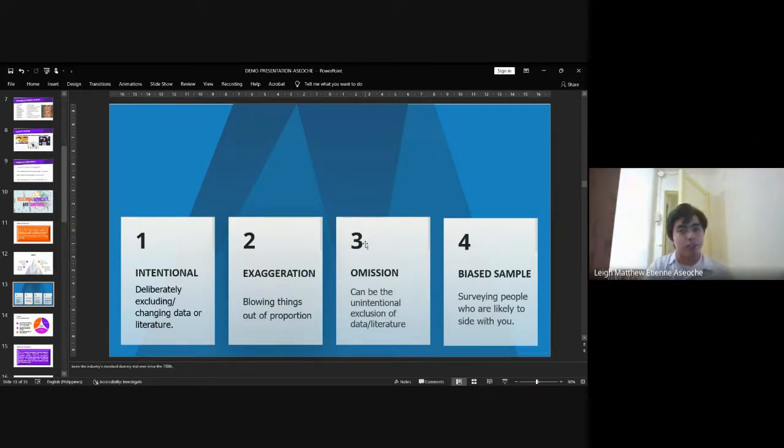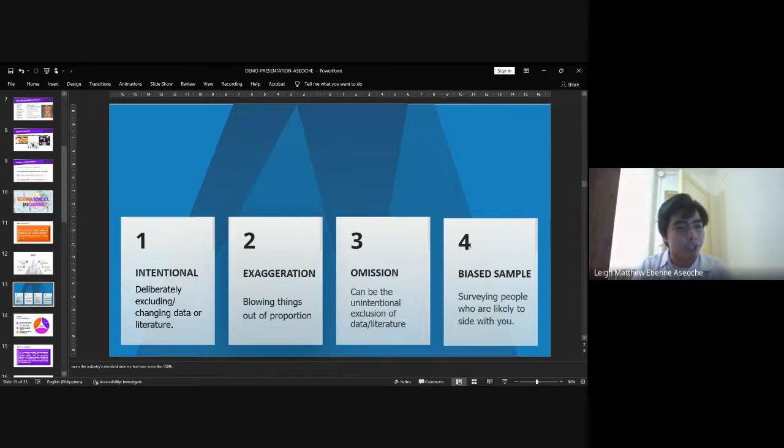Third is omission. Okay, omission is different from intentional bias. Why? Because sometimes your research advisor can tell you not to include certain studies of a certain time period. That is still omission, that is still bias, but this one is unintentional. Take for example, in our thesis, our research advisor would tell us to include studies that are only within 10 years. So studies beyond 10 years will not be included. That's still omission, but it's unintentional. Okay.